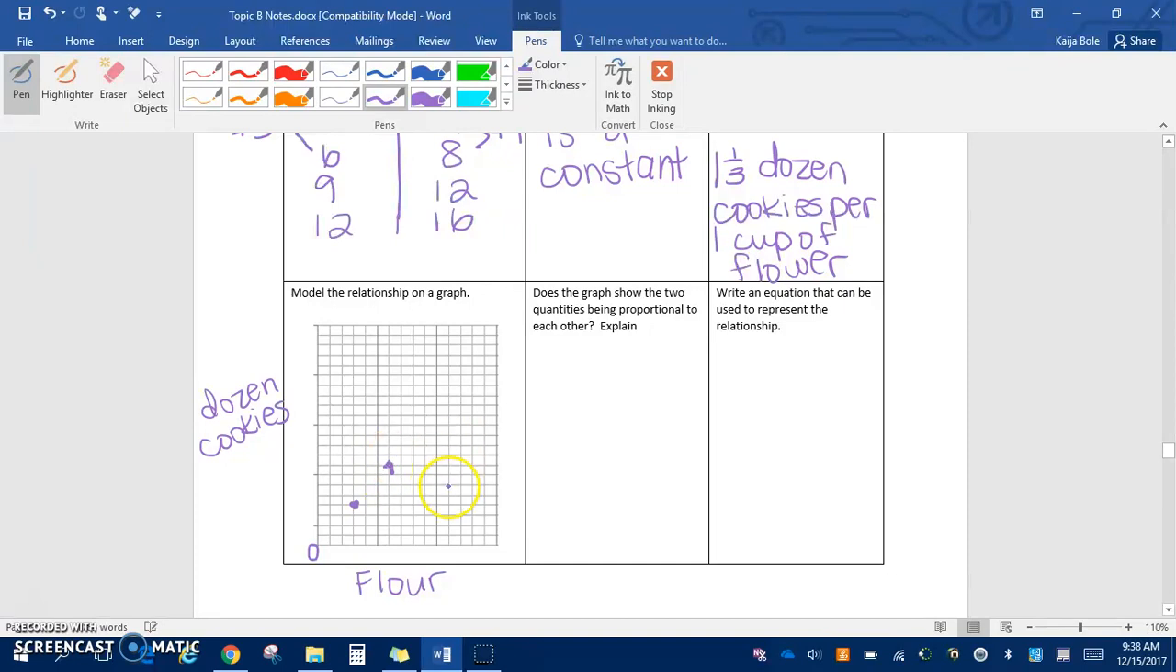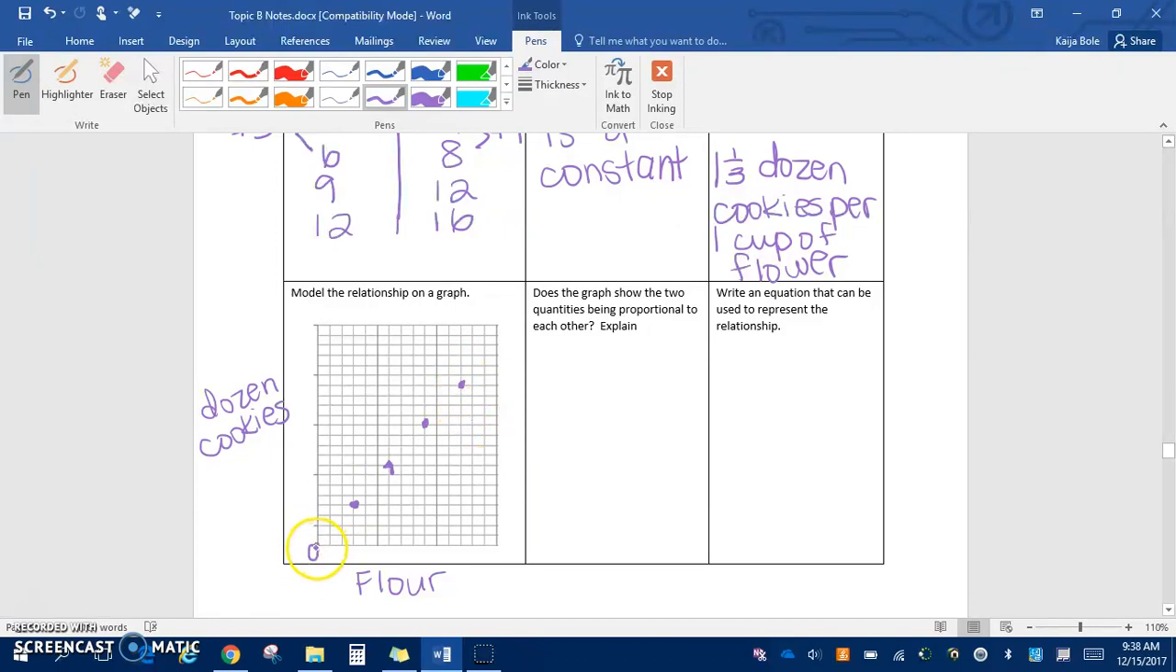Oops. And then my next point would be at 9, so 6, 7, 8, 9, and then up to 12, so 9, 10, 11, 12 would be here. And then my last point will be at 12, so 9, 10, 11, 12, and then up to 16, 12, 13, 14, 15, 16.